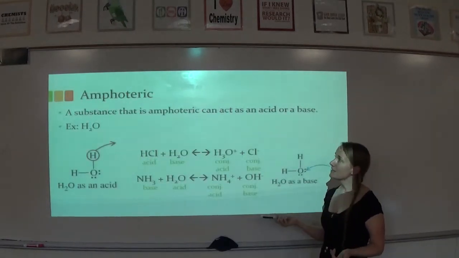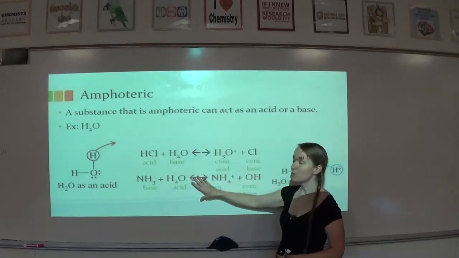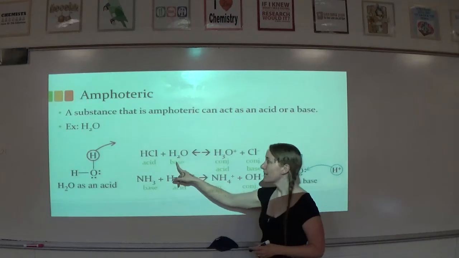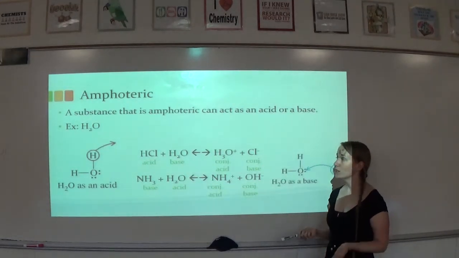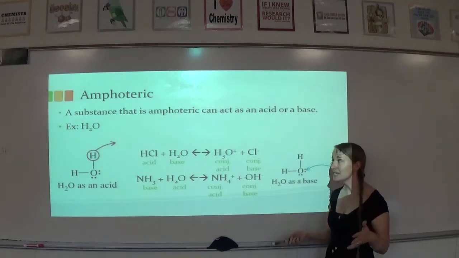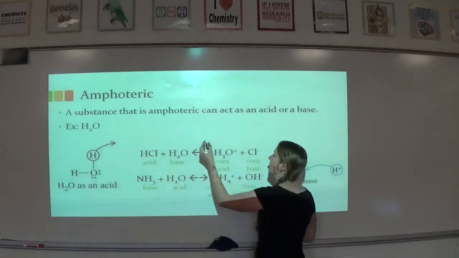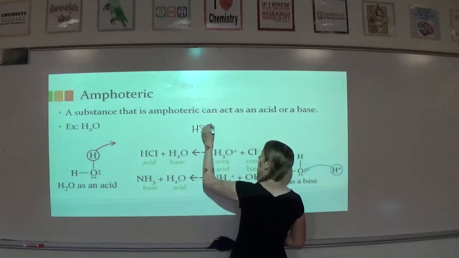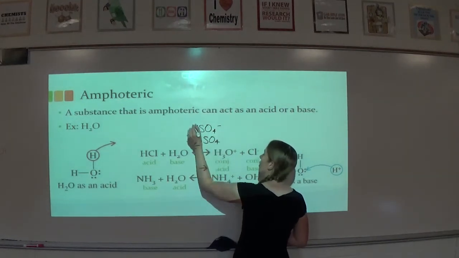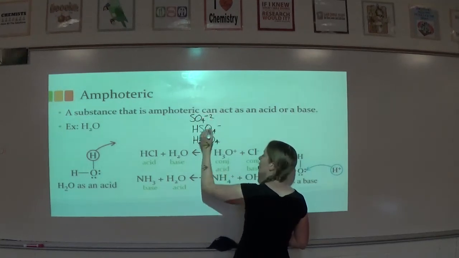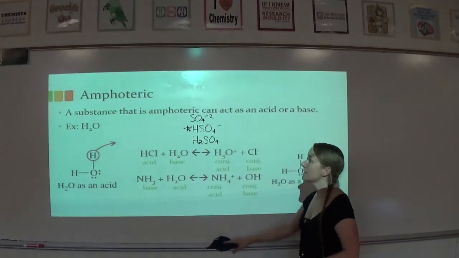A substance that is amphoteric can act as an acid or a base. In the example I showed you, these are two reactions from previous slides, where water was acting as a base and water was acting as an acid. That is an amphoteric property. Water is not the only thing that can do that. Any substance that can lose or gain a hydrogen is amphoteric. For example, HSO4 minus could gain a hydrogen and become H2SO4, or it could lose a hydrogen and become SO4 2 minus. So HSO4 minus is also an example of something that is amphoteric.